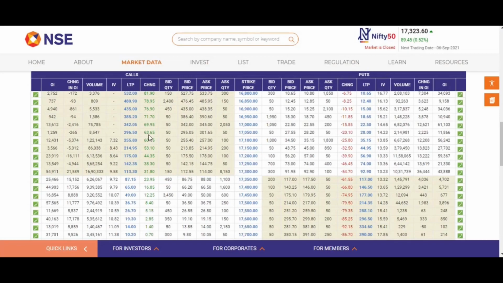So here we are on the NSE option chain data. So how to get here? You just have to Google NSE option chain, and the first link will be of NSE India, and you have to click on that. It will redirect you to this particular site, this particular data.